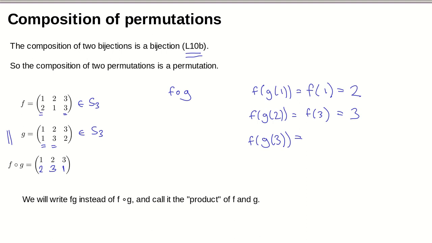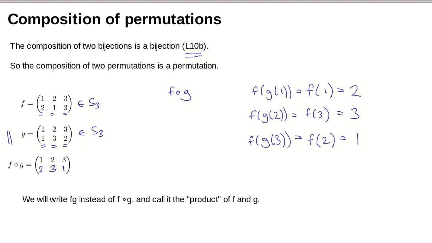Let's just check to see if I haven't made a mistake somewhere. F of G of 3 is F of 2, because G of 3 is equal to 2, as you can see by looking at the last column of the two-row notation for G. And F of 2, looking at the middle column for the two-row notation of F, is 1. So that really did turn out correctly. We really do have F of G of 3 is 1.